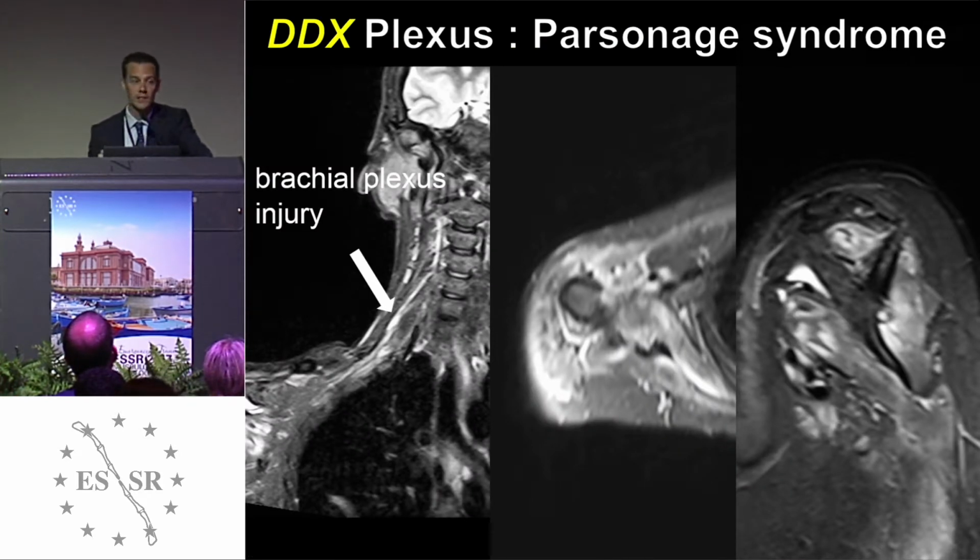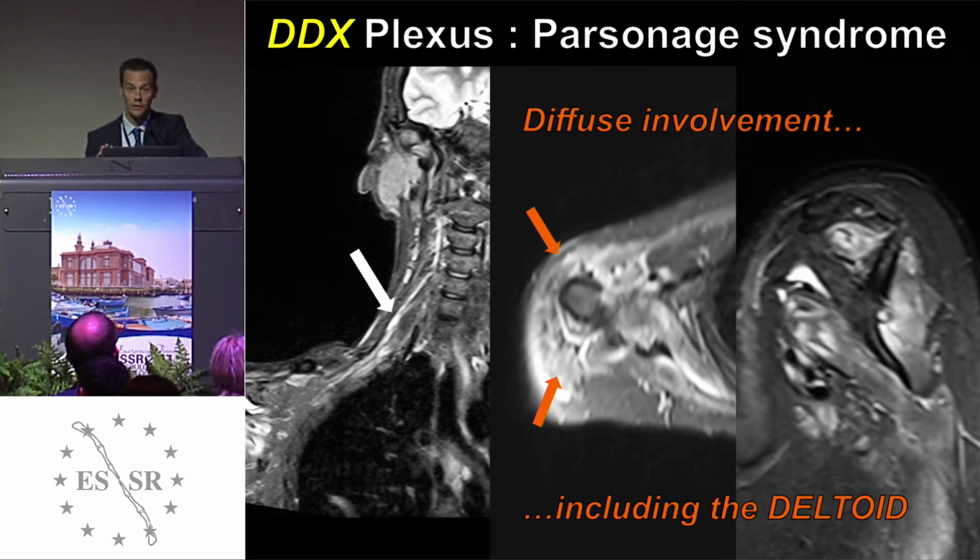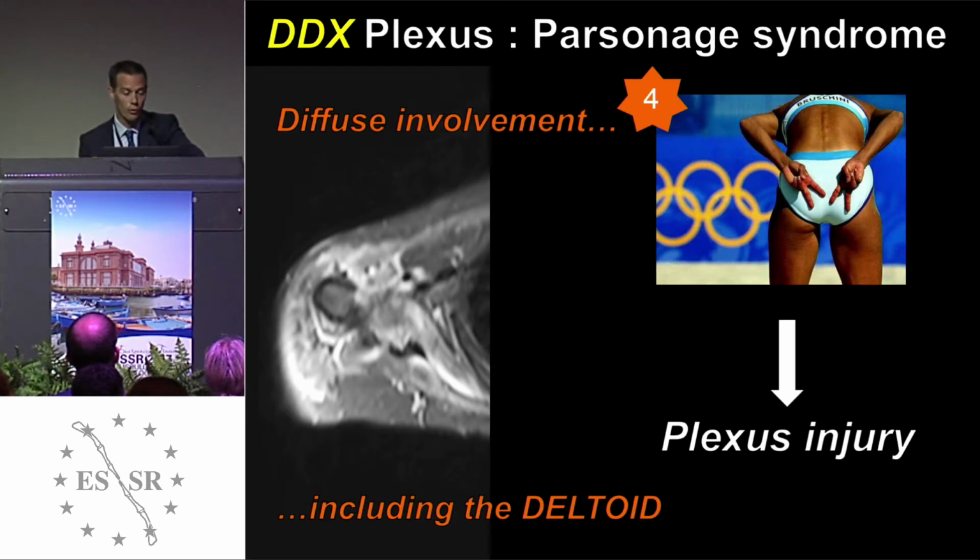Okay, now the two main differential diagnoses that you have to think about. The first one is plexus injury, the so-called Parsonage-Turner syndrome. You see here a young patient that has a brachial plexus injury from a motor vehicle accident. You have a high signal within the brachial plexus, and you can see a diffuse involvement, diffuse high signal, of the whole muscles of the shoulder, including the deltoid. So, message number 4: if you have a diffuse involvement, including the deltoid, you have to check for a plexus injury. It's not local denervation, it's more general than that.